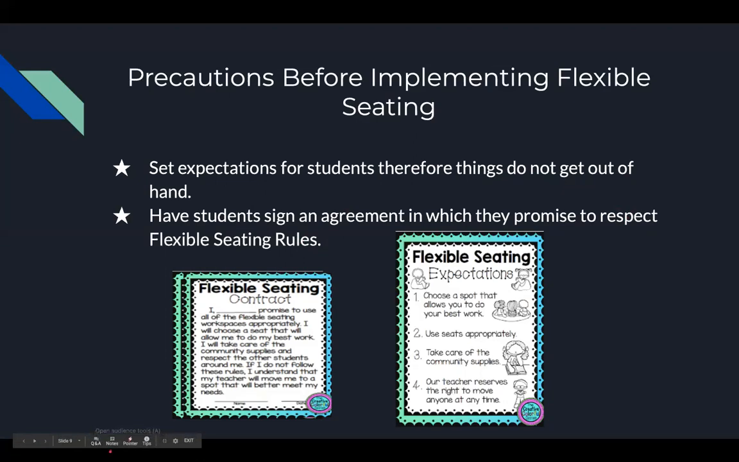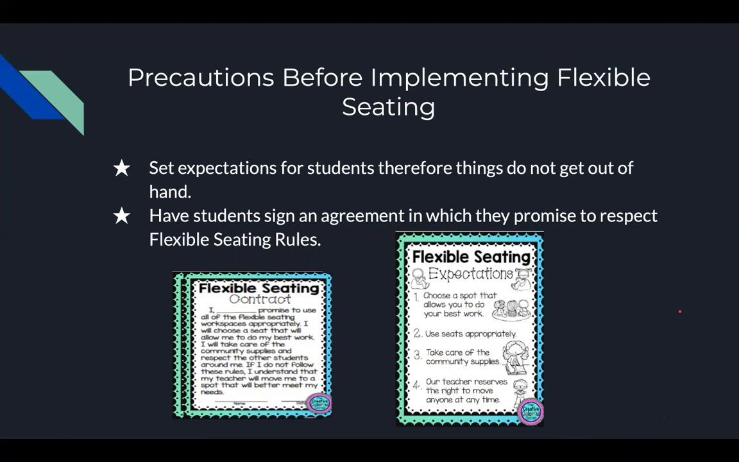Number three, take care of the community supplies. Because they're getting things that a traditional classroom might not get, such as beanbag chairs and yoga balls they could sit on, they're taking care of them. They're not using them as a toy, and they're just being respectful of the classroom, the school, and people around them. Number four, teacher reserves the right to move anyone at any time.